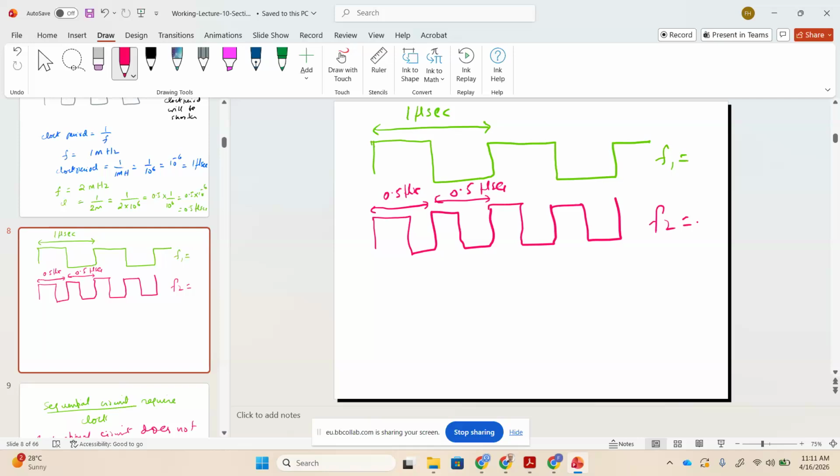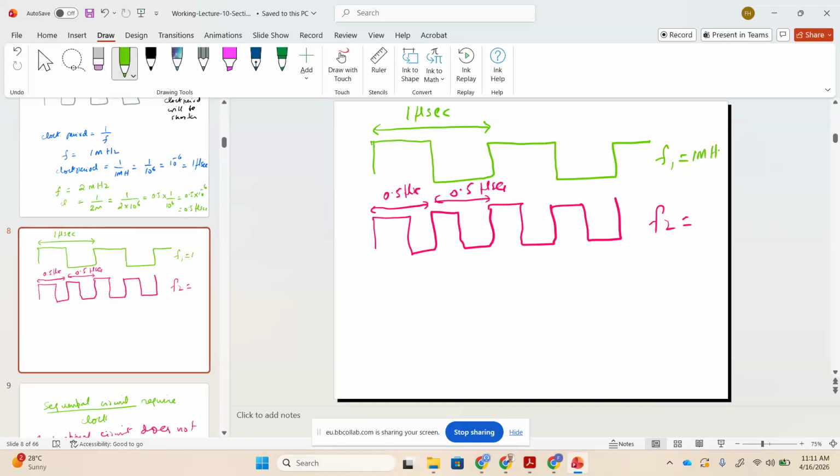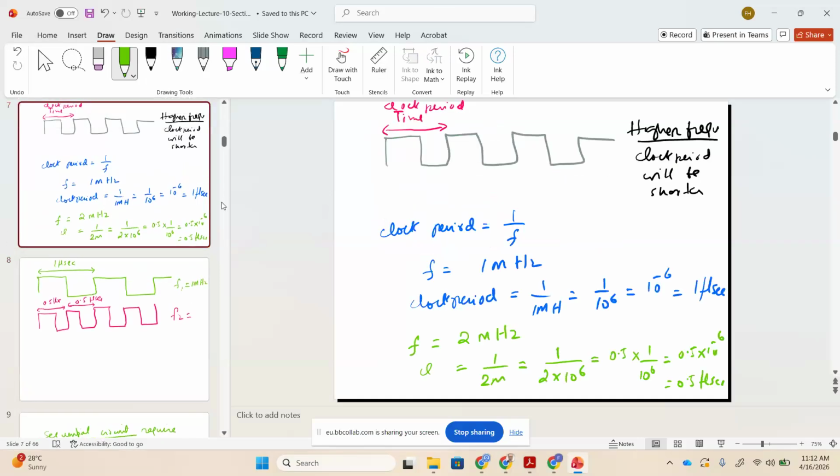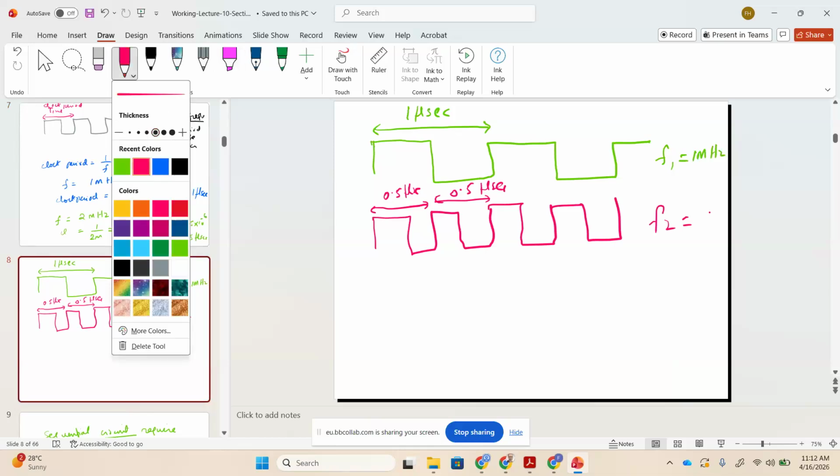No, the clock period is 1 microsecond, but we want to calculate a frequency. So if the frequency is 1 megahertz, the clock period is 1 microsecond. In the second case, if the frequency is 2 megahertz, the clock period is 0.5 microsecond. So F2 is 2 megahertz.